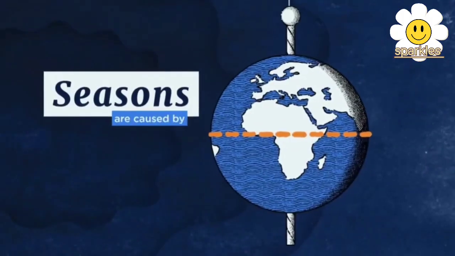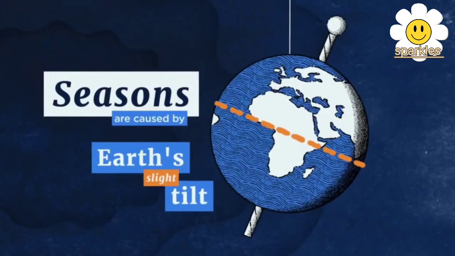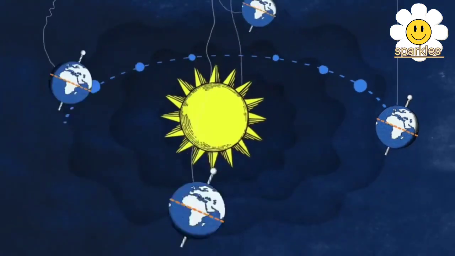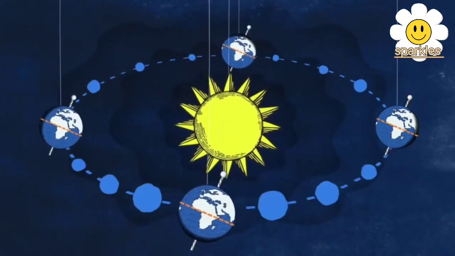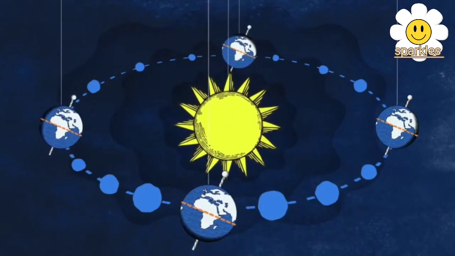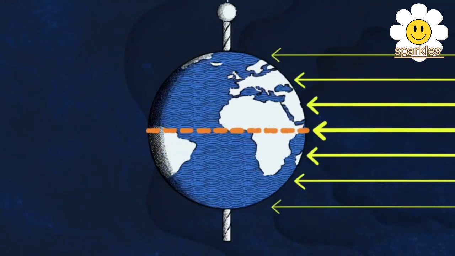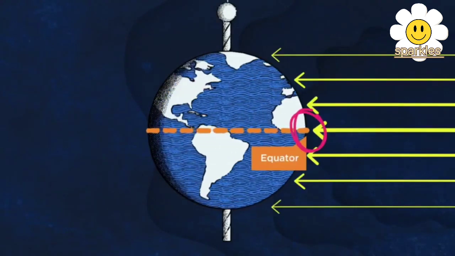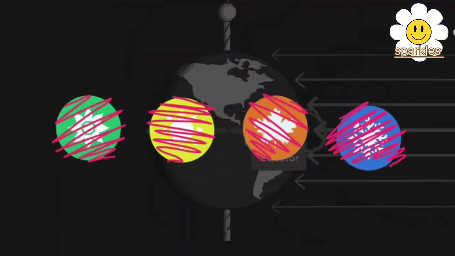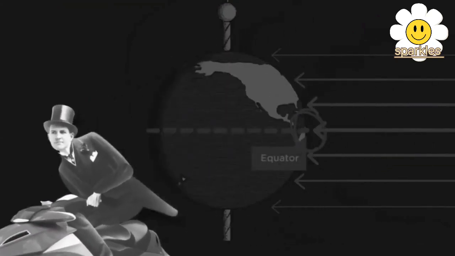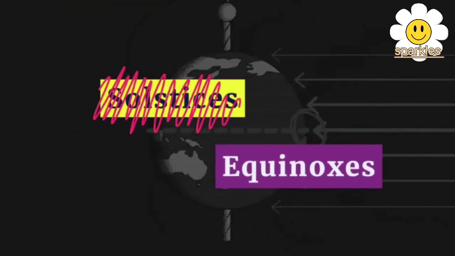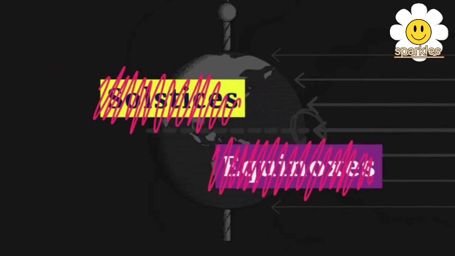We know that seasons are caused by Earth having a slight tilt on its axis. As Earth wobbles around the sun, different points of the Earth receive more or less sunlight throughout the year. If Earth wasn't tilted, the sun would just shine directly on the equator all year long, leaving us without seasons and wrecking everyone's summer plans. But we also wouldn't have solstices or equinoxes.